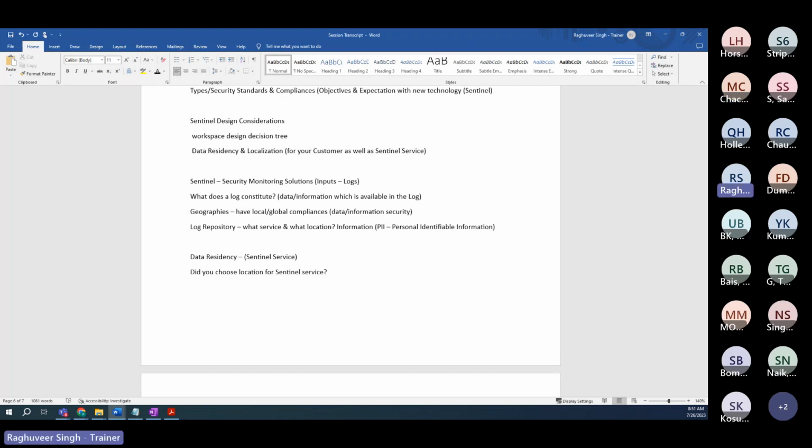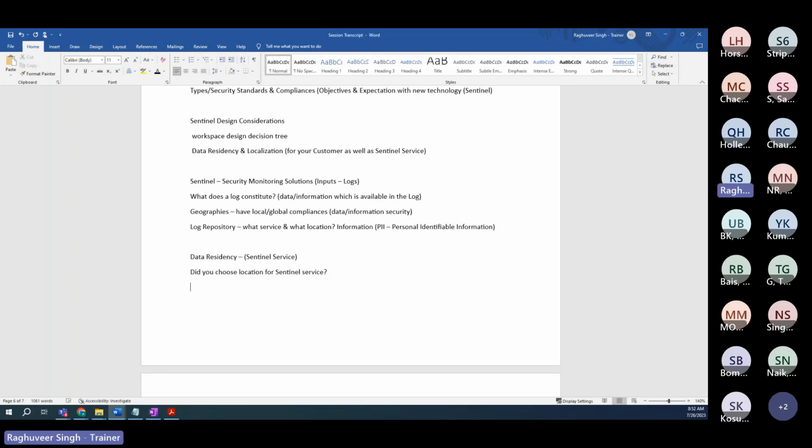Prashant, Yogesh, Triveni, did you remember choosing a location when you enabled Sentinel? No, no, Raghu. I think when we create a workspace, we choose the location. What do we create? Log Analytics Workspace. Okay, but Log Analytics Workspace is a different service.